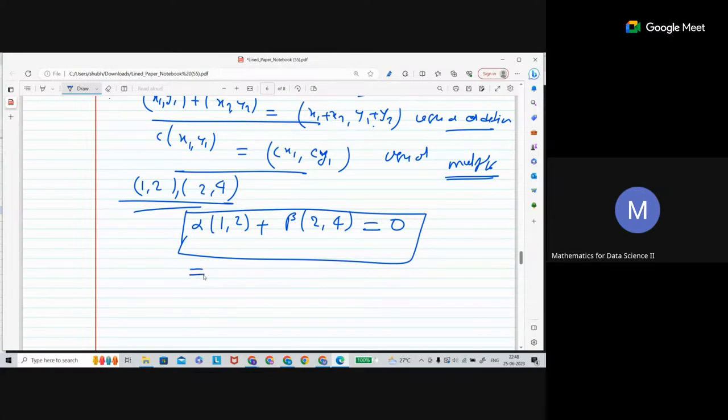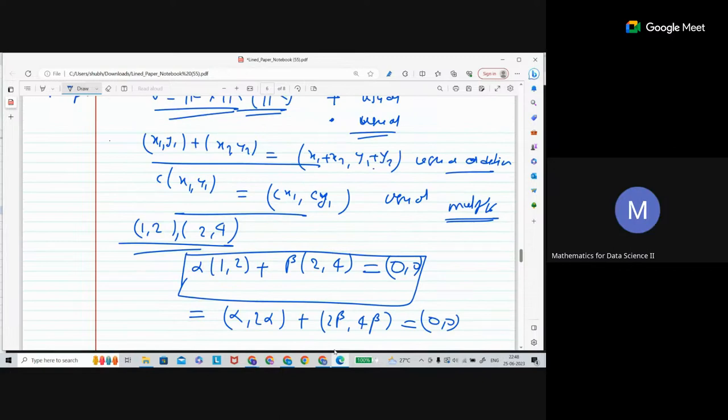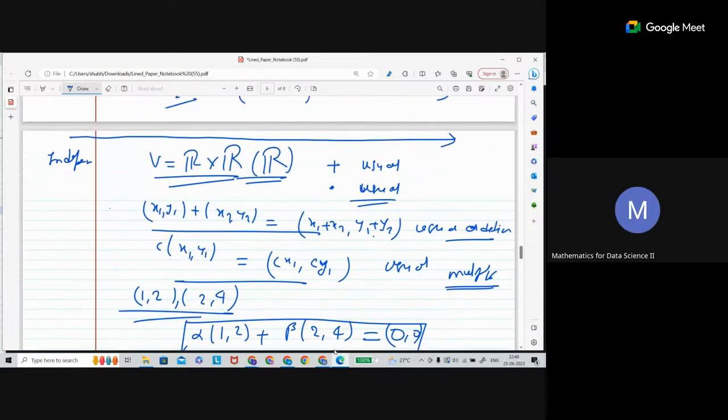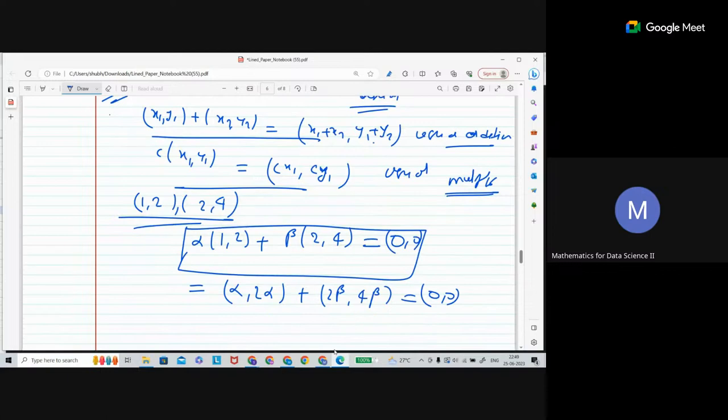How will you solve this? Since we have usual addition and usual scalar multiplication, it is (alpha, 2 alpha) plus (2 beta, 4 beta) equal to 0, meaning the zero vector. In this vector space, the zero element is actually (0, 0). It may differ if your space is different; then you have to find the zero element and equate to it. Suppose the zero element were (0, minus 1), then equate to (0, minus 1). So no need to be confused; equating to zero means the zero vector.